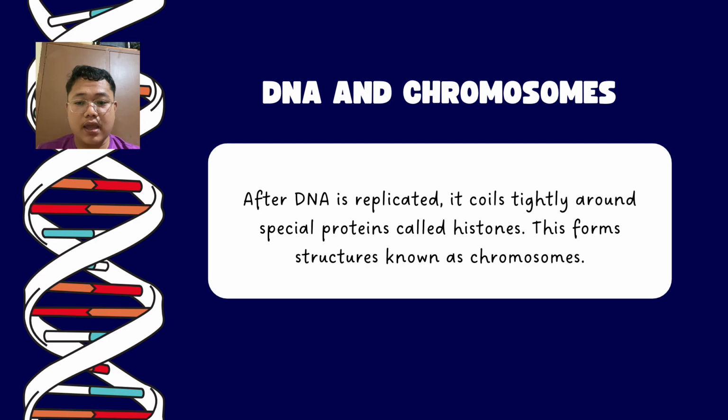Next is DNA and chromosomes. After DNA is replicated, it coils tightly around special proteins called histones. This forms structures known as chromosomes. Each chromosome is a combination of DNA and proteins, helping organize and stabilize the long DNA molecules.